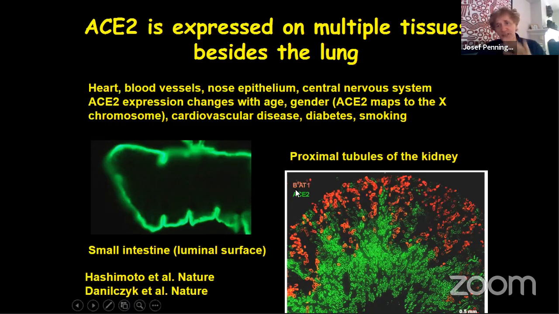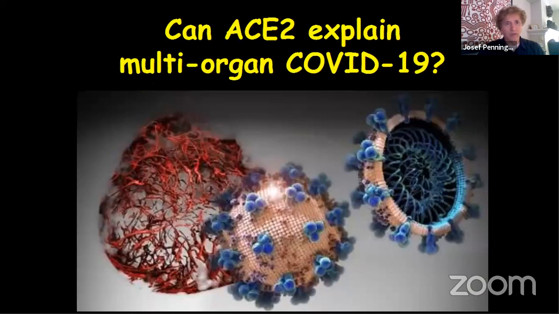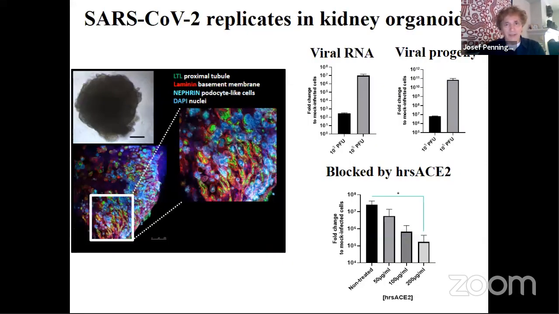So in the gut, it actually does something totally different. It stabilizes an amino acid transporter for neutral amino acids and controls dietary amino acid uptake. So basically, could ACE2 explain multi-organ COVID-19, not just by the immune system getting turned on, but by direct infection? And I think we all know now anyway that this is happening from autopsies and post-mortem analysis.